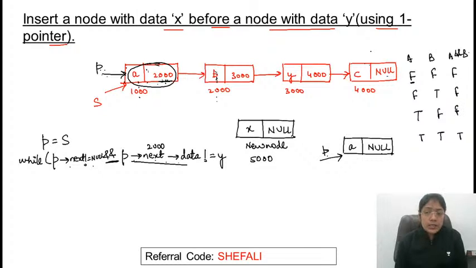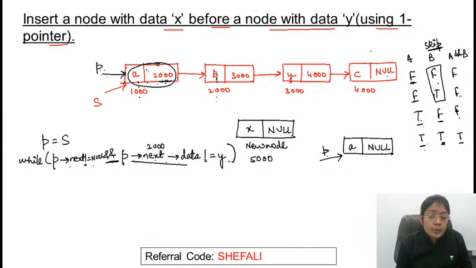So if the first condition itself is false, do I need to check the second condition? The second condition gets skipped, so ultimately the result remains false. But if the first condition is true, then we need to check the second condition. If the second condition is false, the result will be false. If the second condition is true, the result is true. That is what I'm trying to explain here.